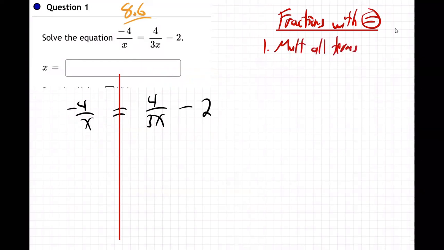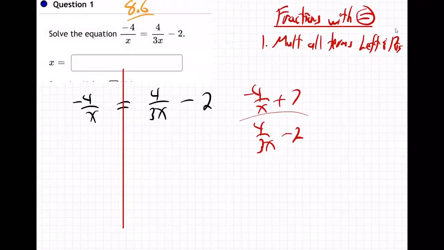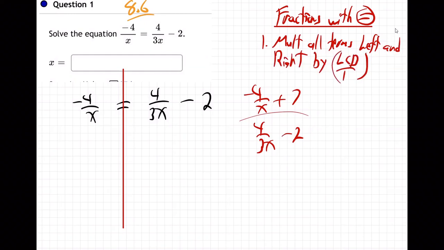Now, normally in the last section, it was all the terms top and bottom because we'd have a big complex fraction, like minus 4 over x plus 7 over 4 over 3x minus 0, something like that, right? And I would multiply all the terms top and bottom. But now I'm going to do all the terms left and right, on the left and the right of the equal sign, by the LCD over 1.